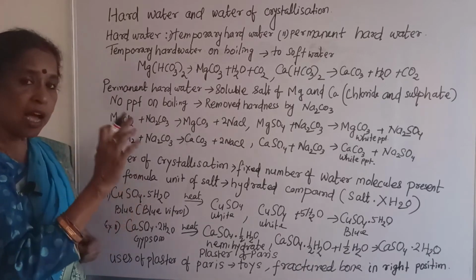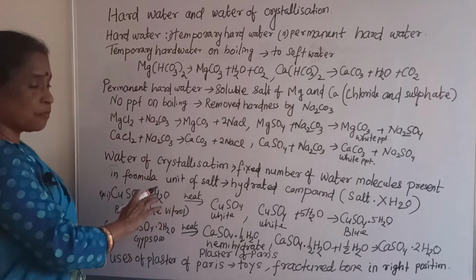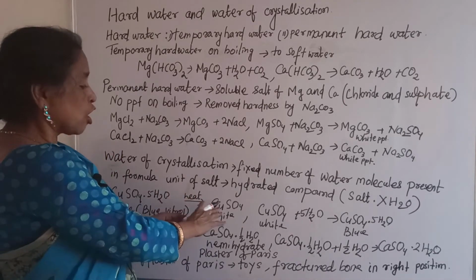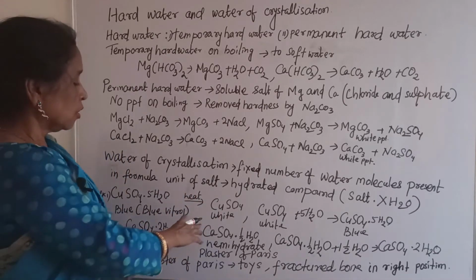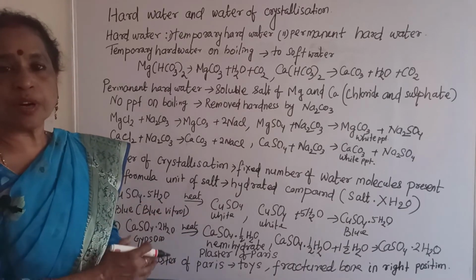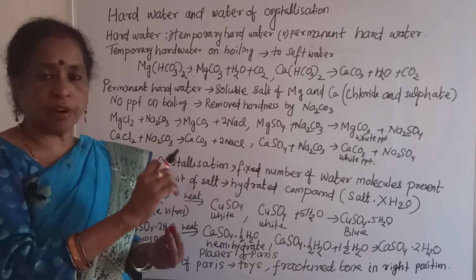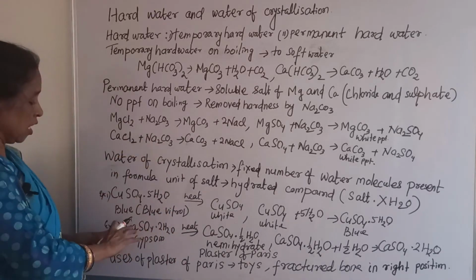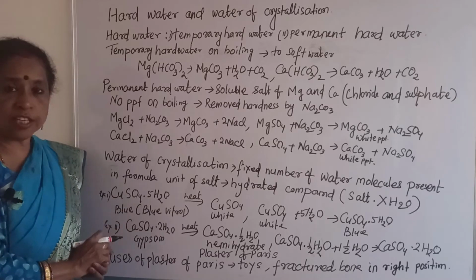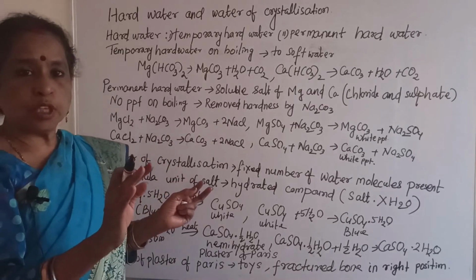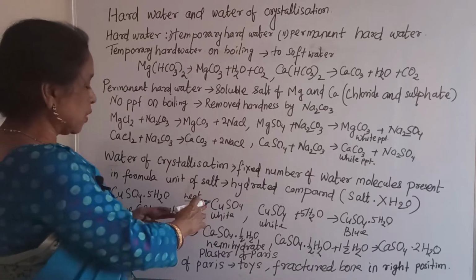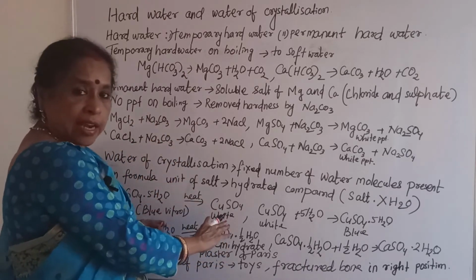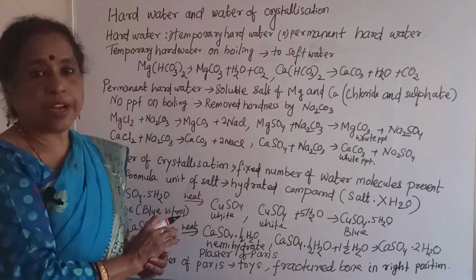So what is the formula? CuSO4 dot 5H2O. On heating it gives copper sulfate that is white because there are no water molecules. When there are 5 molecules of water of crystallization fixed to the copper sulfate, the color is blue. If there are no water molecules, on heating, the 5 molecules of water are removed, and that is called anhydrous salt, and the color is white.